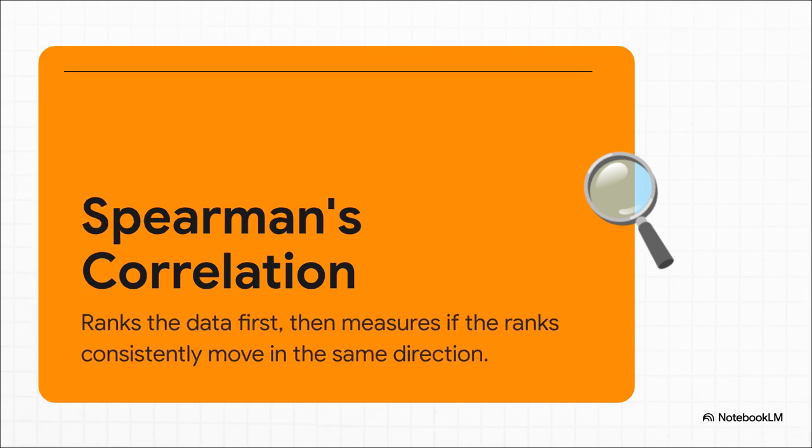But then you have Spearman's correlation, and it plays a totally different game. It couldn't care less about the precise values. Instead, it just converts everything into ranks. First place, second place, third place. And then it just checks if those ranks tend to move in the same direction.